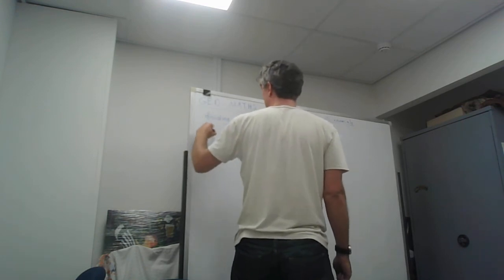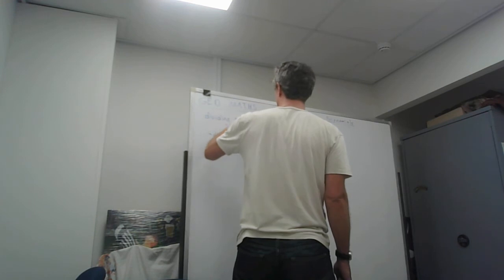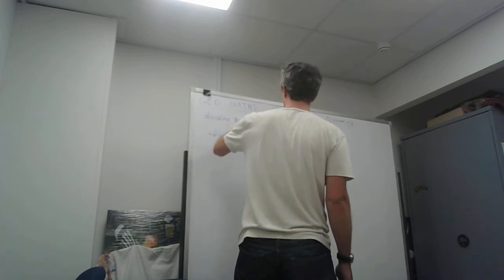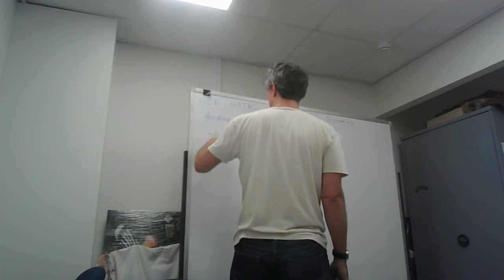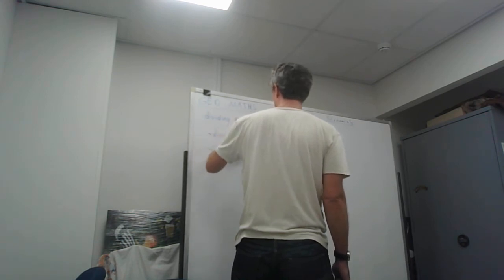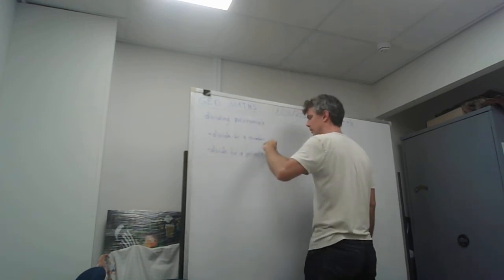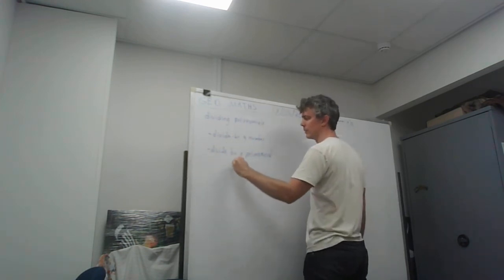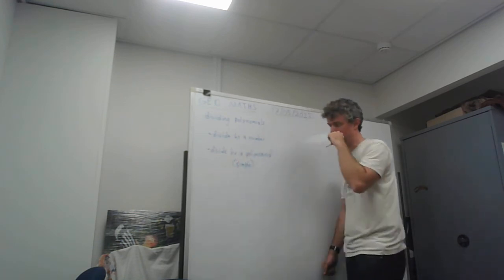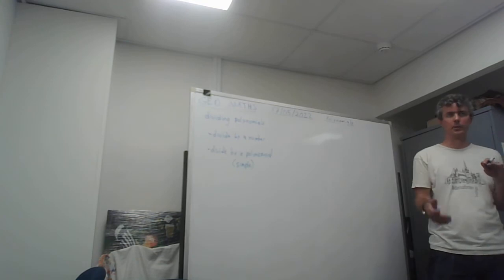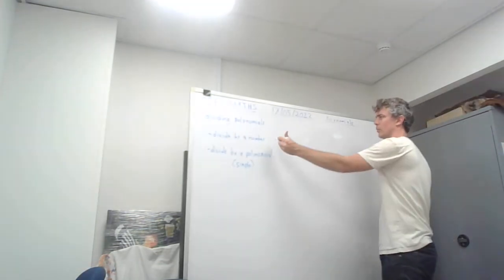So you can divide by a number, or divide by a polynomial. And the GED is going to be a simple polynomial. If you do divide by a polynomial, it will be a simple one, like a binomial without too many complications. But let's do this one first.